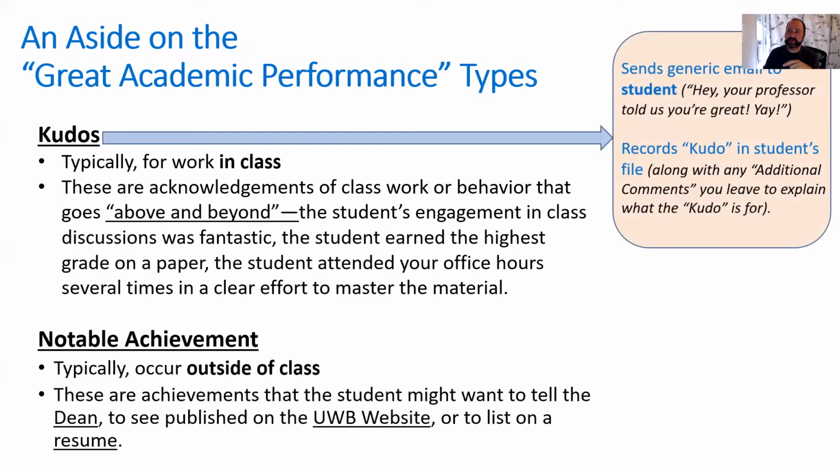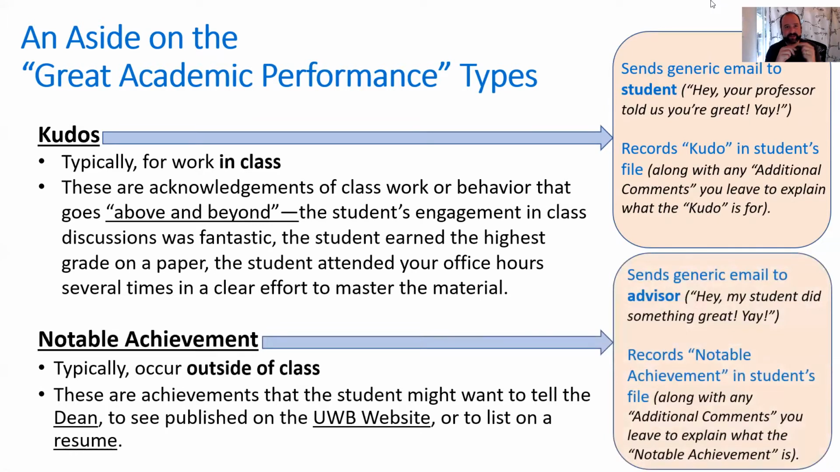With the kudos, that's going to send a generic email to the student, right? It's going to say, hey, your professor said you're awesome, great. It's going to go on their file as well. For notable achievement, it's going to send a generic email to the advisor saying, hey, my student did a great job. For both those reasons, if you just submit the alert without any sort of comments or notes attached to it, that's all anyone will ever know. So make sure when you submit these kudos or notable achievement alerts that you're actually typing in what the kudo is for or what the notable achievement is, right?